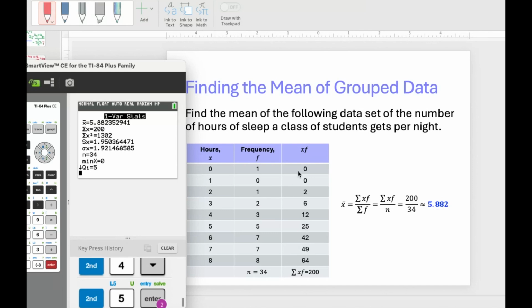So doing it by hand, we had to multiply each of our x values by their frequency, and I made a little table to help organize it to get that 200. To get n, which was the sum of the frequencies, I had to add all that together to get 34. Take the 200, divide by 34 to get approximately 5.882. But it was much faster just to enter this information into the table in the calculator, and then it spits out all of this for me. It even gives me other values too that we're going to use for measures of spread and so on.